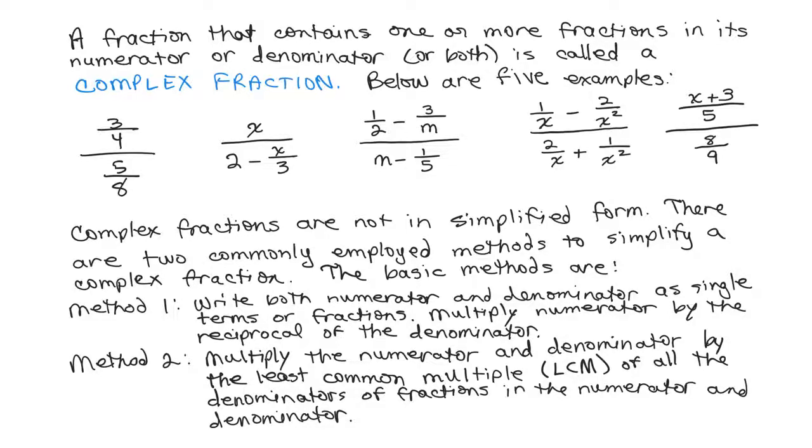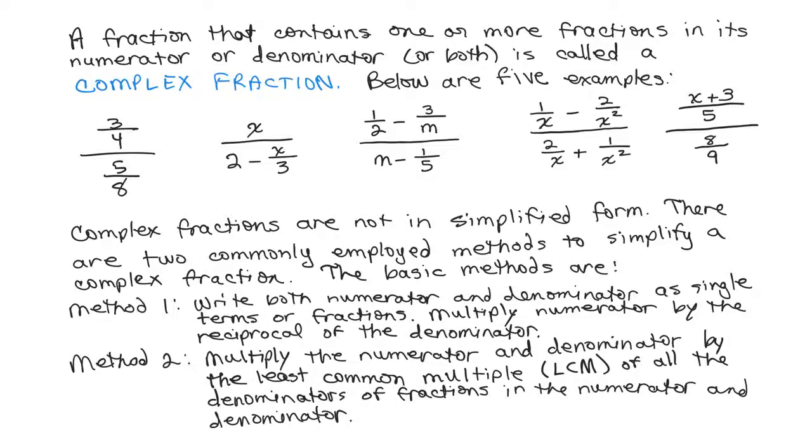A fraction that contains one or more fractions in either its numerator or denominator or both is called a complex fraction. So below are 5 examples. The first example, we have 3/4 over 5/8, so it has a fraction in the numerator and a fraction in the denominator. The second one, there's an x alone in the numerator, but in the denominator, there's two terms, 2 minus x over 3, so there's a fraction there. And you can see from the third, fourth, and fifth examples, I have fractions in both the numerator and denominator.